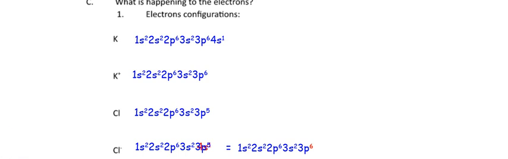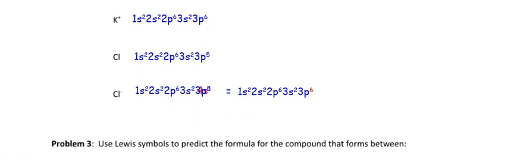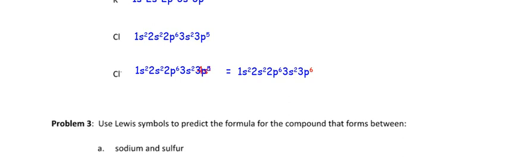So let's look at problem number 3. Use the Lewis symbols to predict the formula of the compound that forms between sodium and sulfur, okay? So go ahead and start off, and will you please draw the sodium Lewis structure and the sulfur Lewis structure. Go ahead and pause this and draw that if you need to.